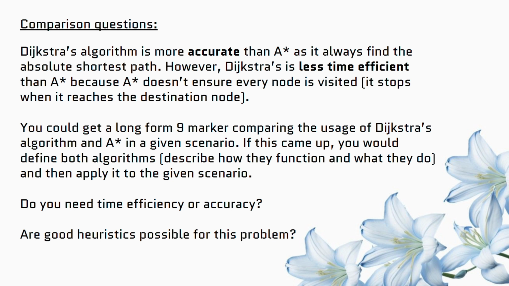That makes sense because when we look through the algorithm, we're relying on the heuristic for the direction we need to go in. So you could get a long form answer comparing the usage of Dijkstra's algorithm and A-star in a given scenario, a very long 9 marker. That would be quite mean because you'd have to apply it quite strongly to the scenario. If you see here, you would describe how the algorithms work, and what they do, and then apply it to a given scenario.